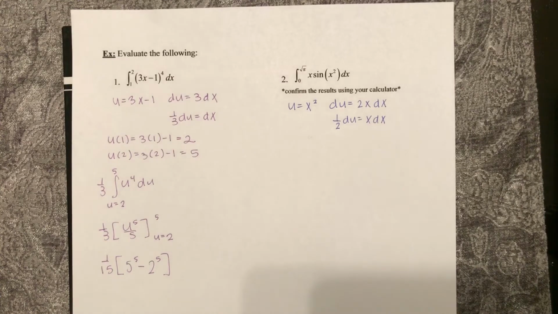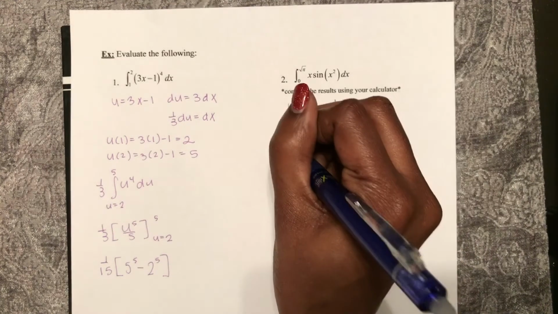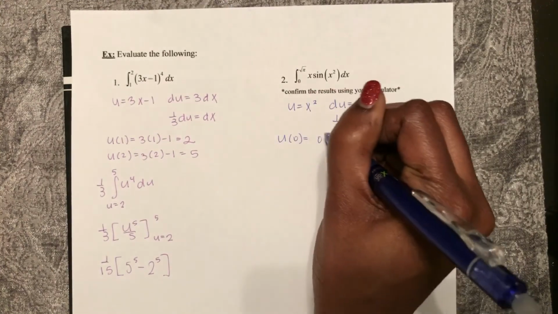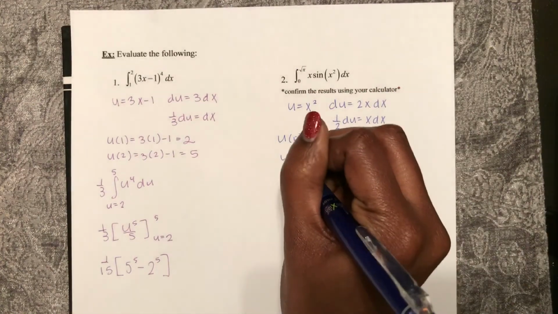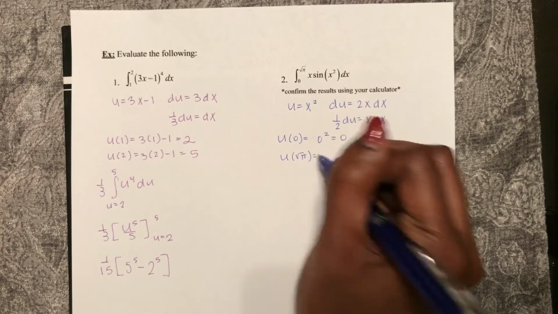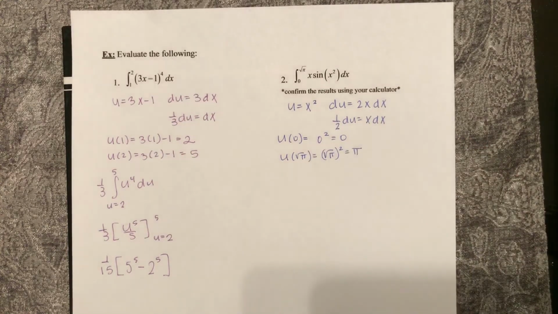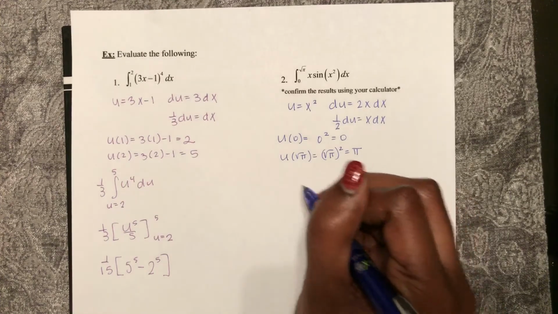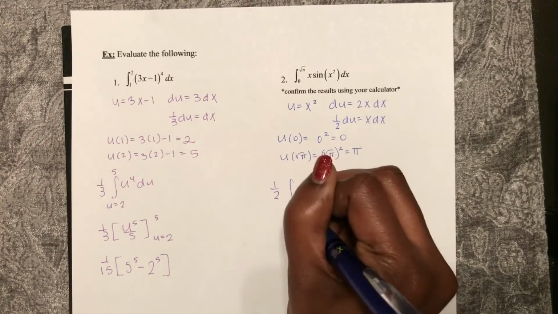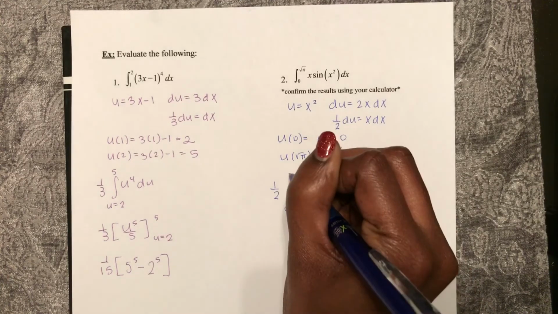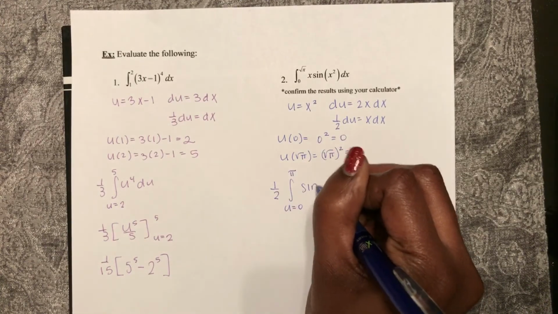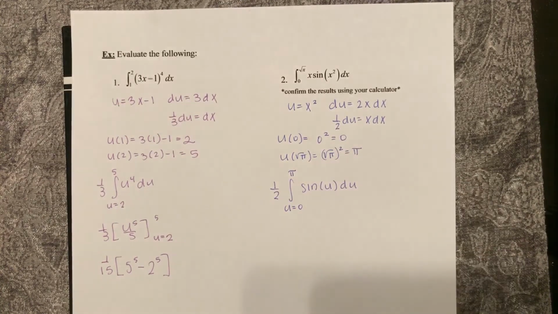Since it's a definite integral, I'm going to change my limits of integration to be in terms of u as well. U of 0 is 0 squared, which is 0. U of square root pi is square root pi squared, which is pi. So now this definite integral becomes 1/2 the integral from u equals 0 to pi of sine u du.